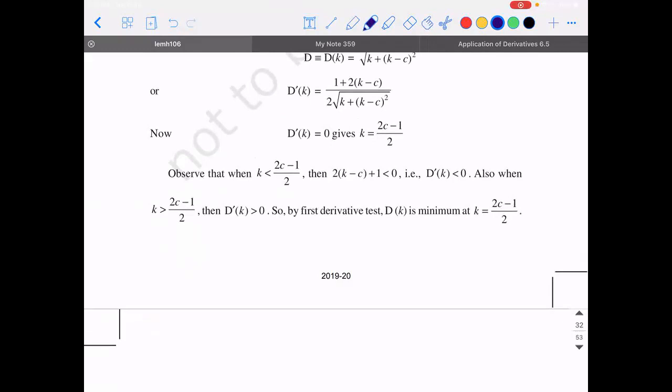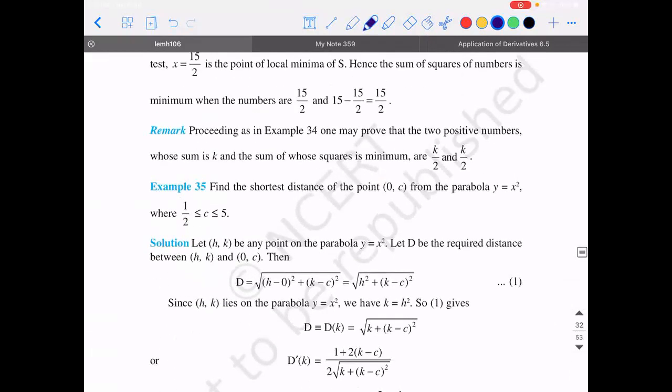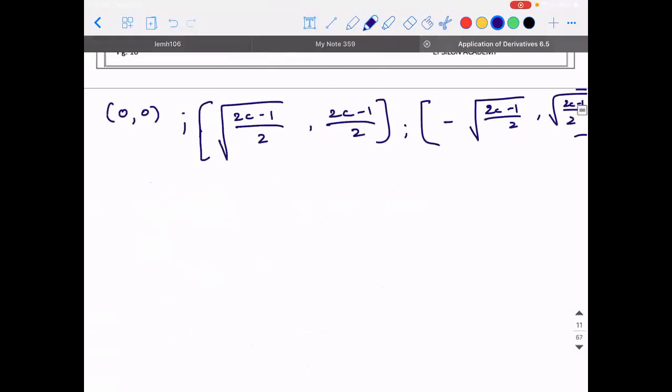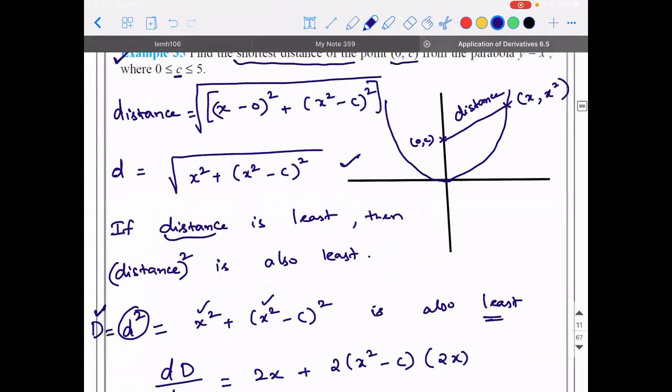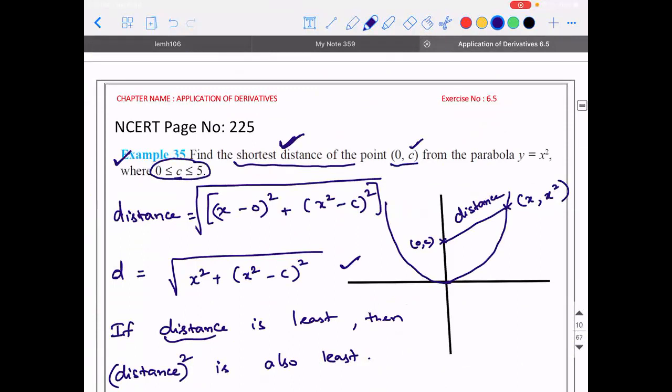Okay. So wait, what have they done? Here, why is it between half and 5 and for me it is something else? Guys, can you please check your textbook and let me know? Is it between half to 5 or 0 to 5? Half to 5. Okay. So c is greater than or equal to half, less than or equal to 5.